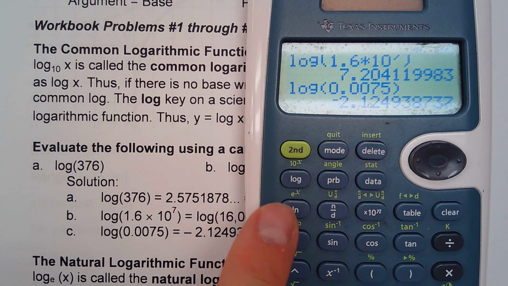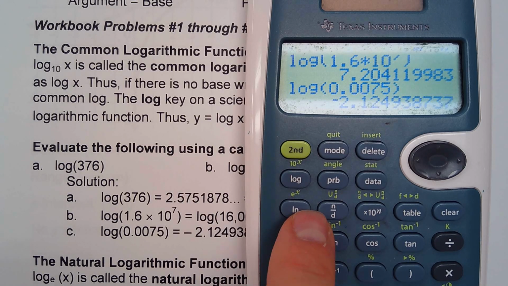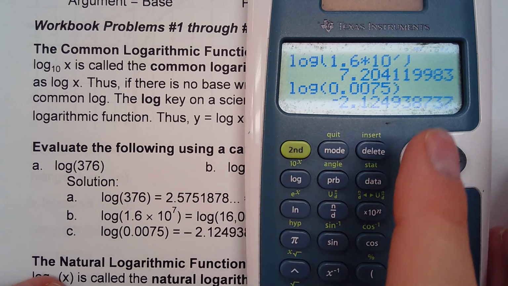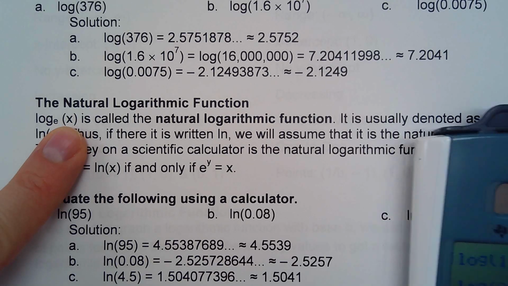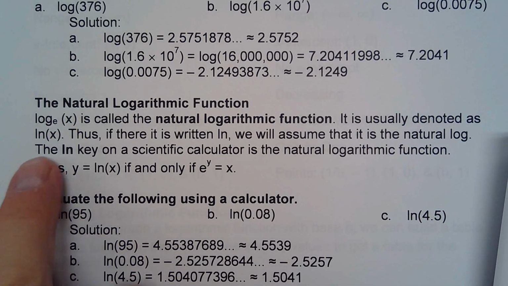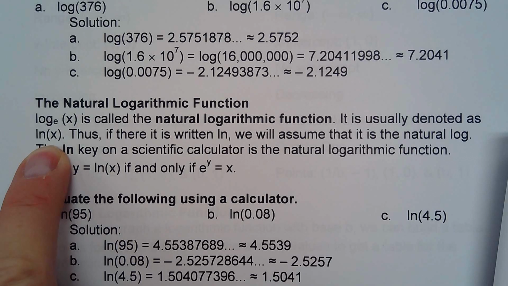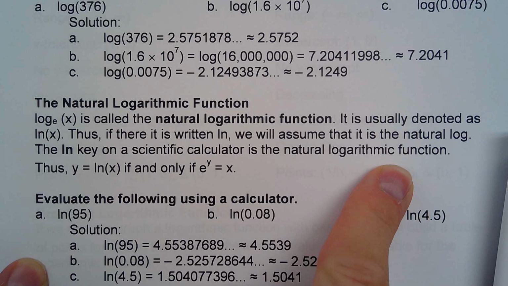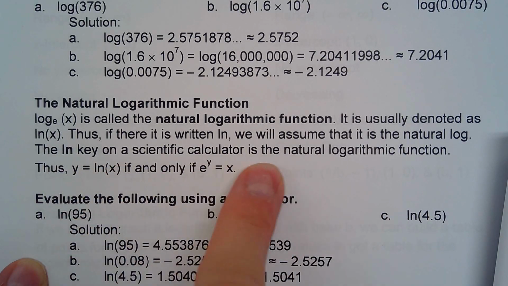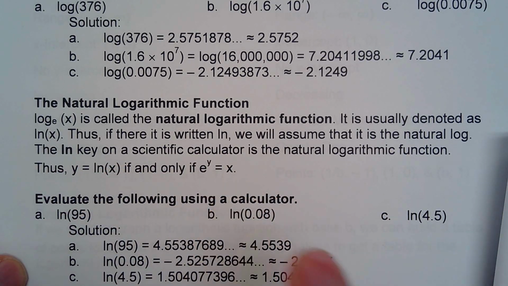Now the key below this is the natural log key. So that's base e. So log base e of x is called the natural log function. We usually just denote it as ln of x. Thus, if it is written ln, we assume that it's the natural log. And the natural log key on the calculator is the natural log function.